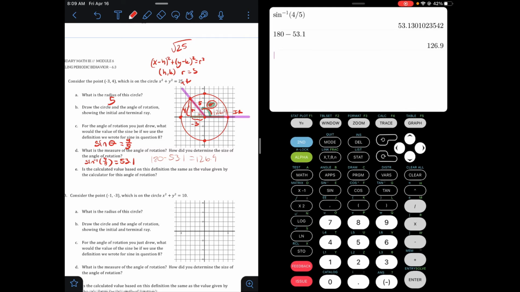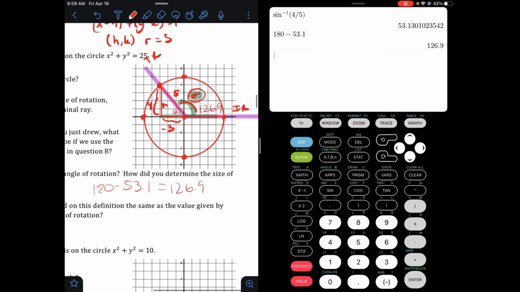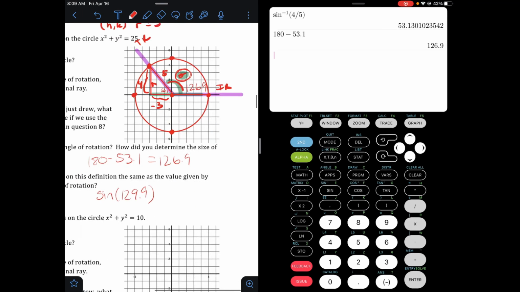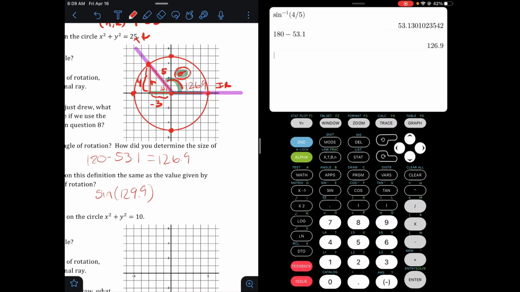Is the calculated value based on this definition the same as the value given by the calculator for this angle of rotation? So what they mean by that is we're going to find our sine value for 126.9. Okay? So let's go ahead. We're going to do sine of 126.9.